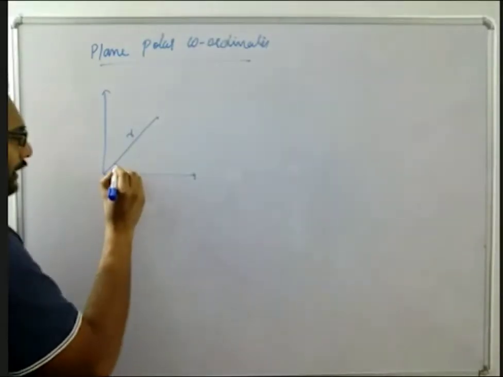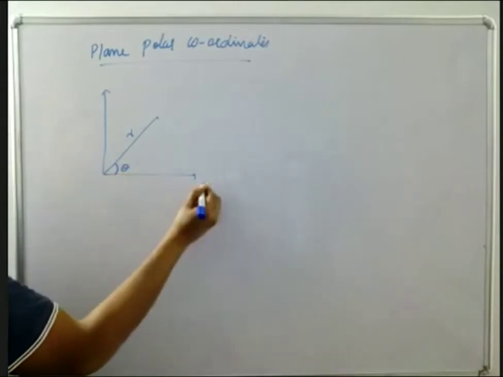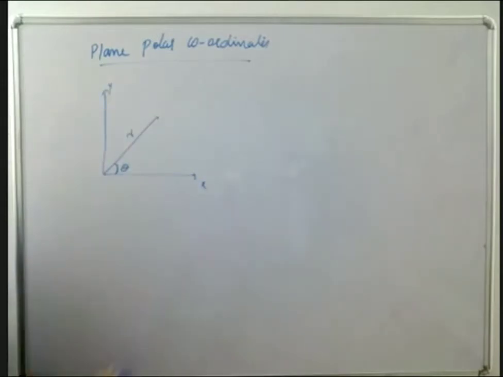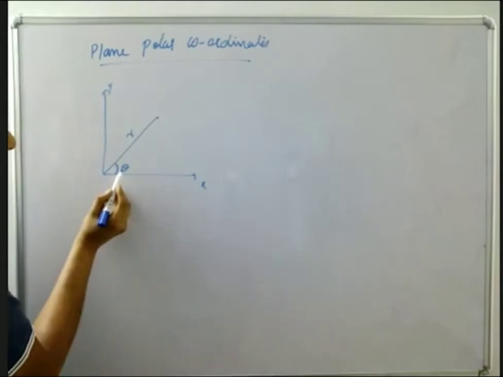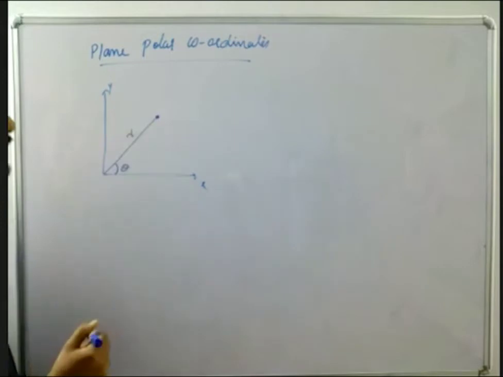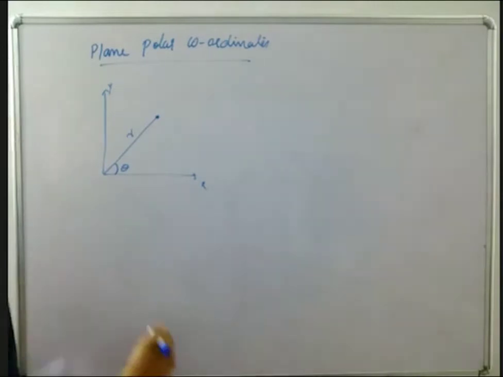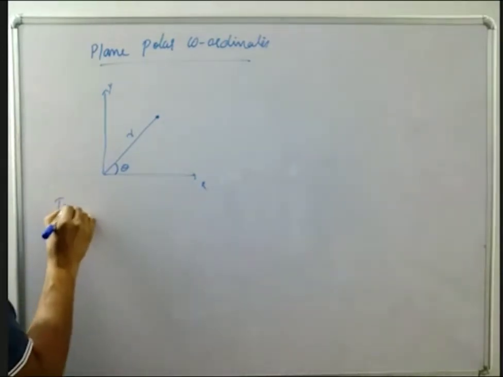And then theta. Theta is the direction with respect to the x-axis, so to speak. So theta is here, and if you specify theta and r, the position of this particle, or any position in the space, is completely specified. Okay. Now we can easily look at the transformation equations.